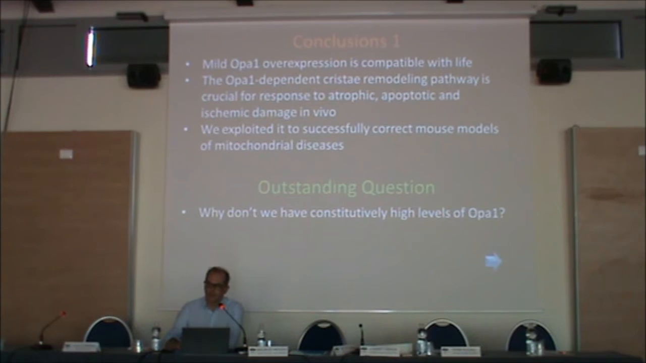And with this I would like to conclude by saying that the overexpression of OPA1 is compatible with life, and that this cristae remodeling pathway that we identified many years ago when I was a postdoc in the lab of Stan Korsmeyer is crucial for the response to atrophic, apoptotic, and ischemic damage in vivo, and can be exploited to successfully correct a mouse model of mitochondrial disease. We also did another mouse model with Massimo, where the protection is less dramatic, but it's still there. And that's a mouse model of complex I.